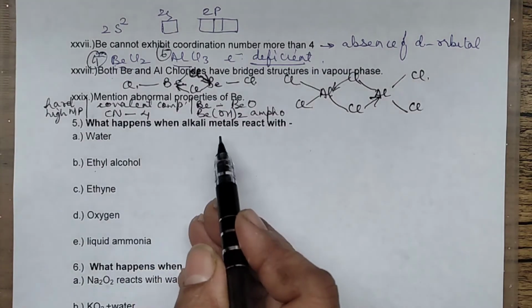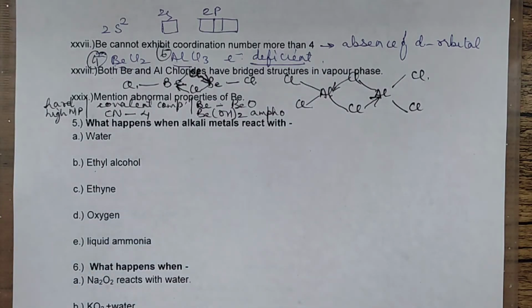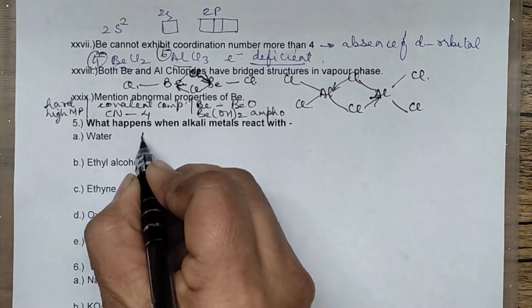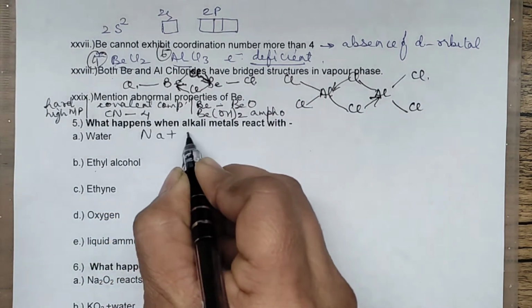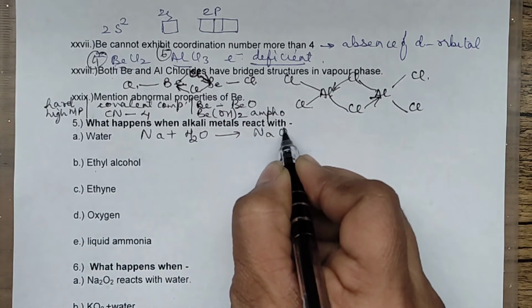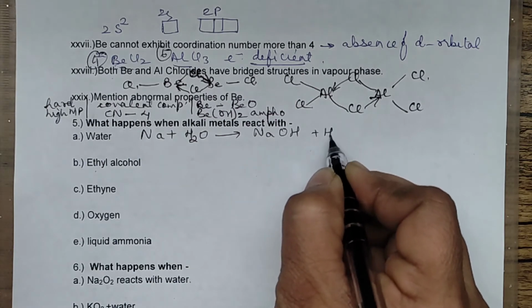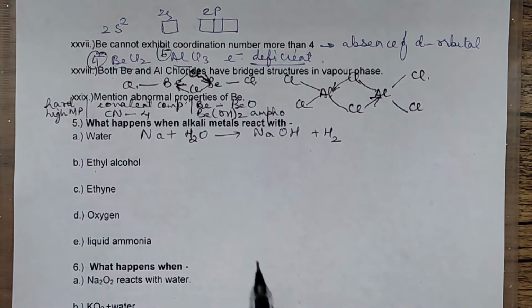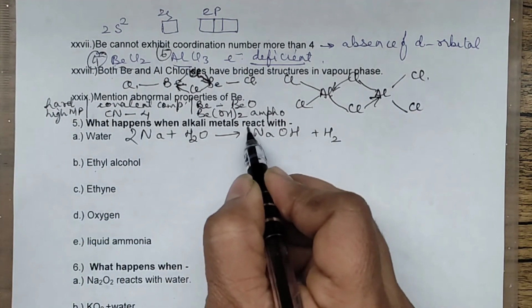What happens when alkali metals react with water? You can take a particular equation and write down, say alkali metal sodium. Sodium reaction with water will form the corresponding hydroxide plus liberate hydrogen gas. I am just writing the equations. You can balance them. If you are balancing, actually you'll get 2 here and 2.